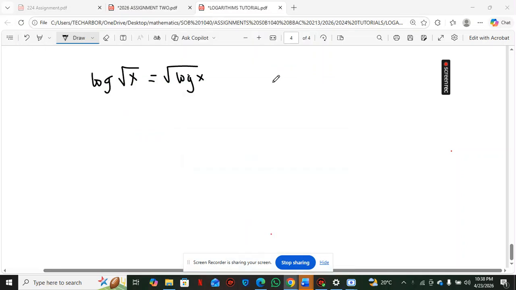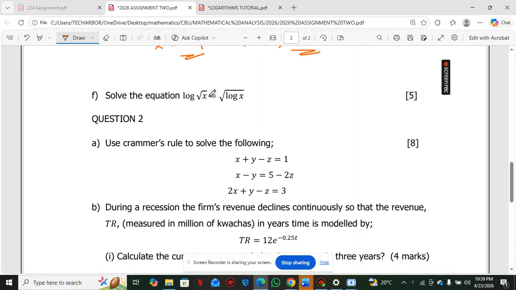All right, so we have this question here: log x, square root of x equals the square root of log x. The question just says solve the equation. Solve the equation log of square root of x equals the square root of log x.